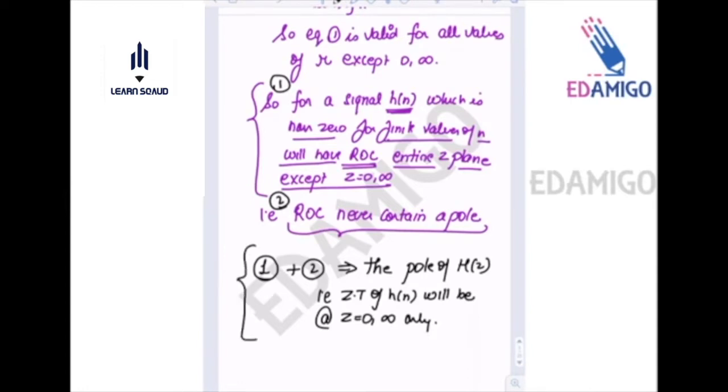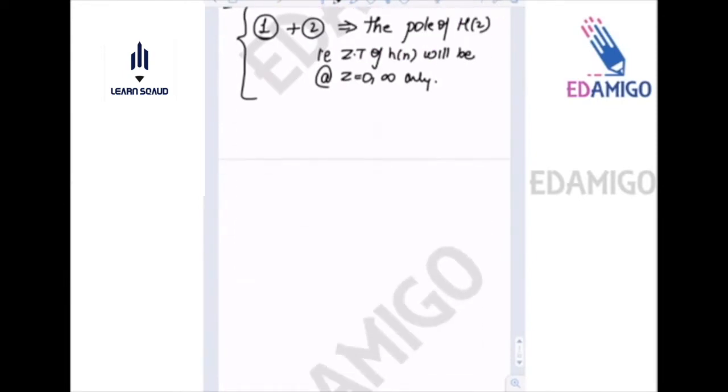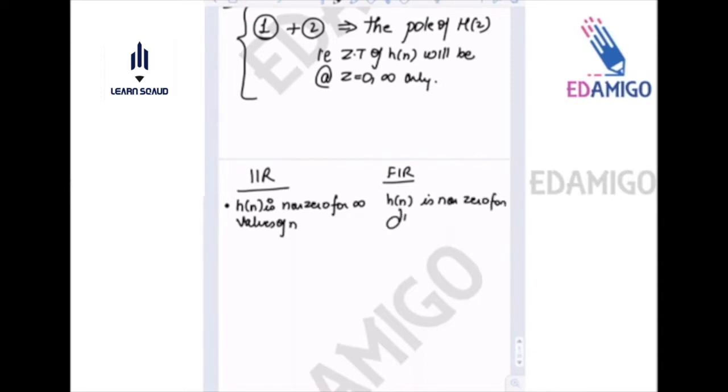Okay, so this is a very important conclusion for FIR filters: for FIR filters the pole will be only at 0 or infinity or both, and no finite valued pole will exist. So if I write the conclusion, a very important conclusion that might be asked in a statement format, here for IIR, h[n] is non-zero for infinite values of n. For FIR, h[n] is non-zero for finite values of n.